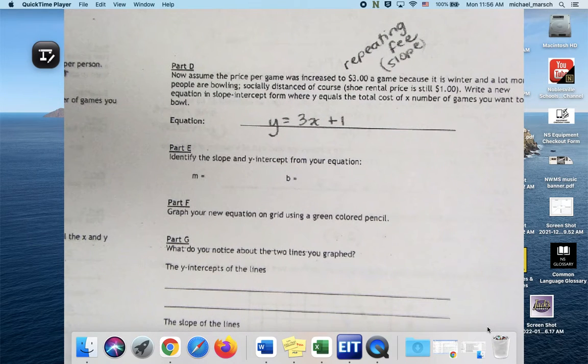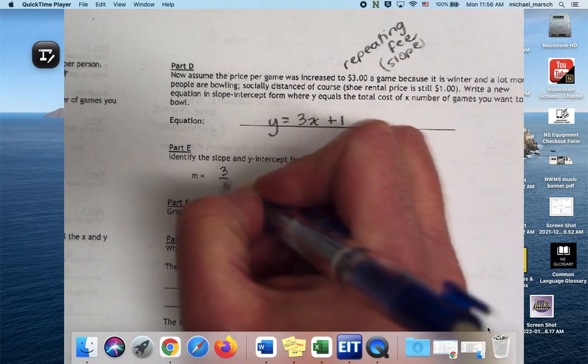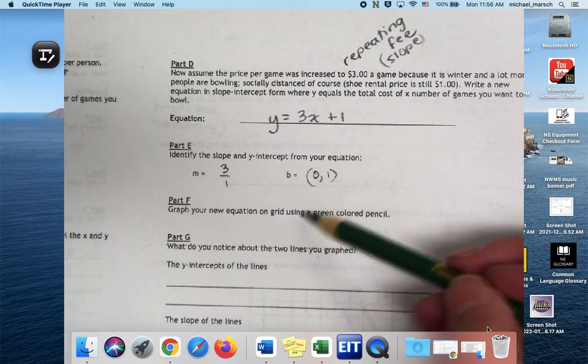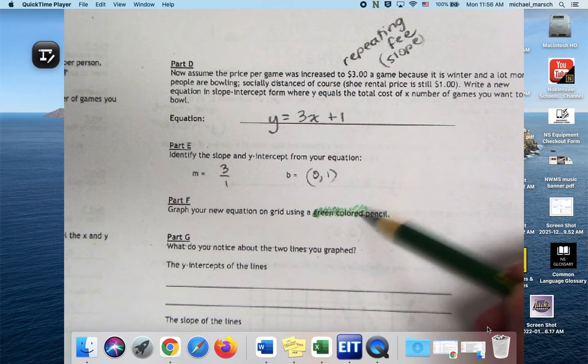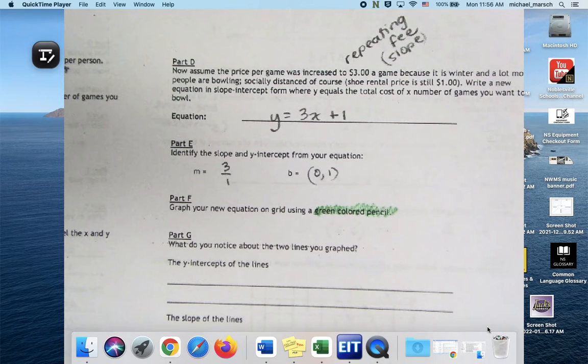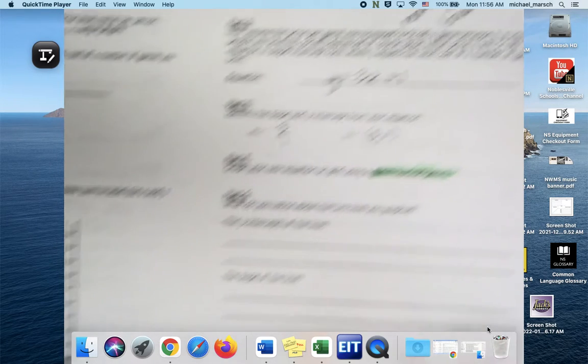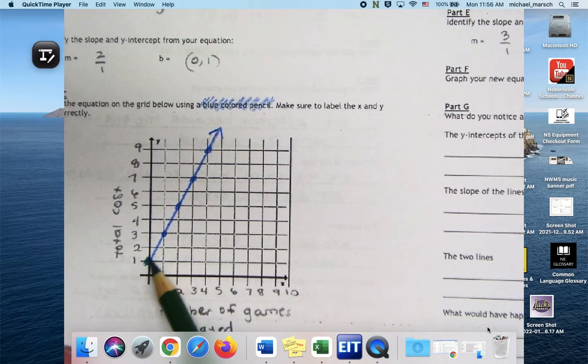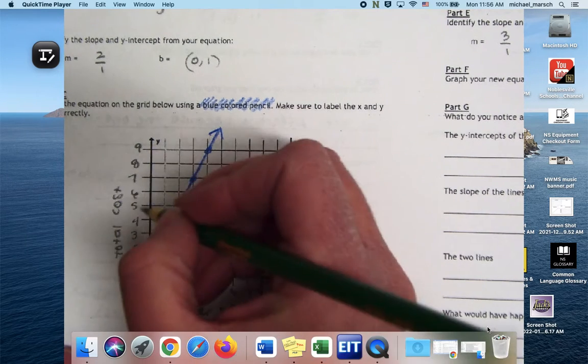Right? So my m is 3 over 1. My y-intercept is still 0, 1. I'm going to use my green colored pencil to plot this. So I'm still starting at 0, 1. Now it looks kind of brownish, blackish right here because of the green and the blue. And I go up 3 over 1.